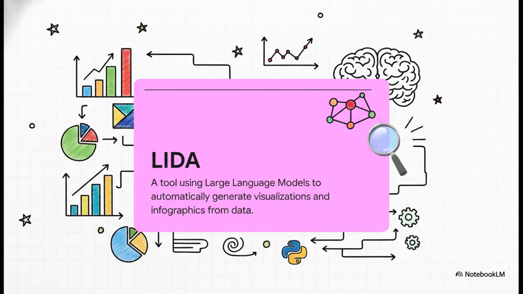But what if we could take it even one step further? What if the AI could also be the designer for us? Well, that is the mind-blowing idea behind a tool called LIDA. It's a cutting-edge project that uses large language models, the exact same tech behind tools like ChatGPT, to look at your raw data and not just plot it, but to understand its meaning and automatically generate these compelling, stylized infographics that are designed to communicate.